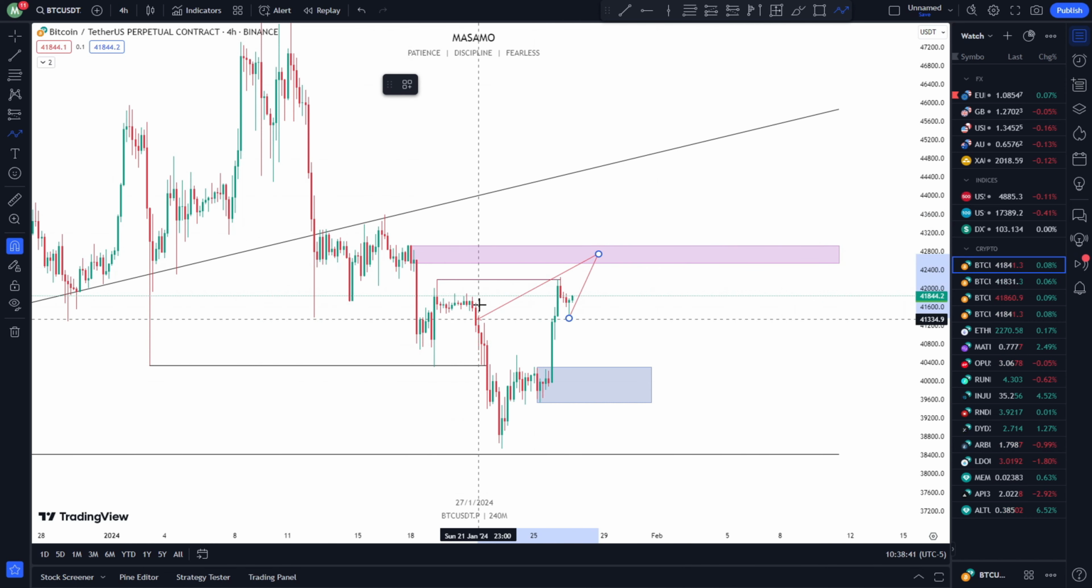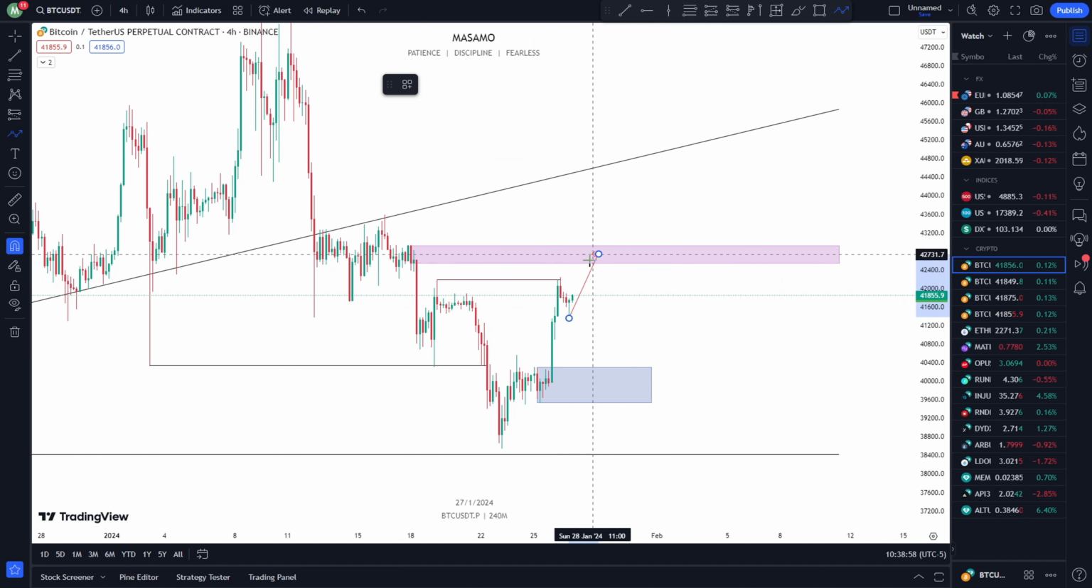And by the way, I'm not sharing the higher time frame analysis because after the last update I did on the higher time frames, nothing much changed. So I will make another video about higher time frames in like a week or so.